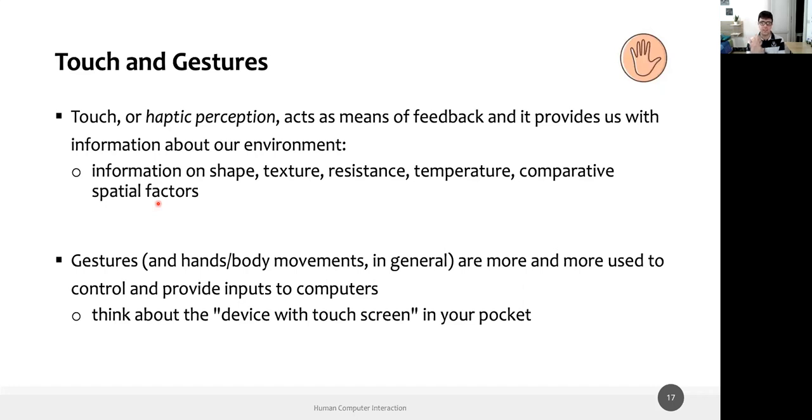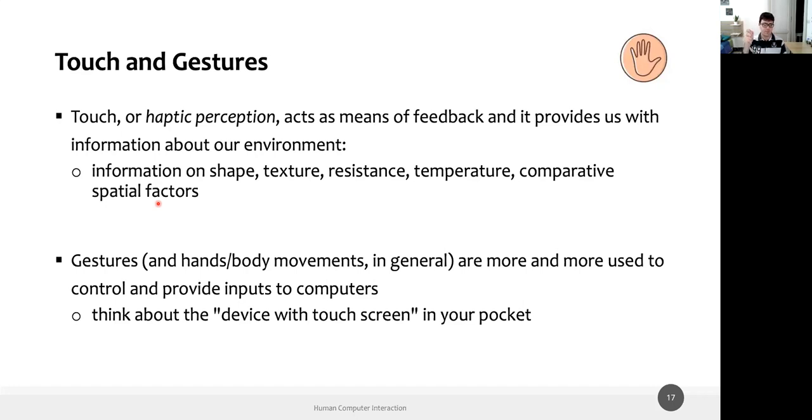So our skin reacts to things. And from our perspective, haptic perception is a means of feedback that provides us, in the real world, information about the environment. As I told you before, we have information on the shape of things. By touching things, even if we close our eyes and temporarily remove the visual part of the information, we can identify with haptic perception the shape of an object, the texture, the resistance, if it's hard or soft, the temperature, if it's cold or hot, and we can compare things.